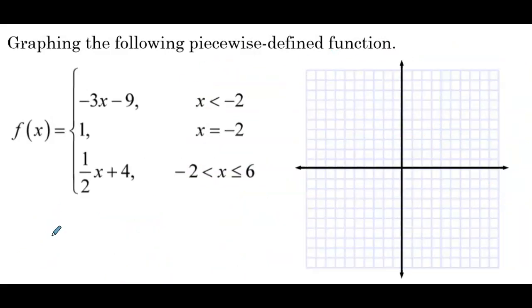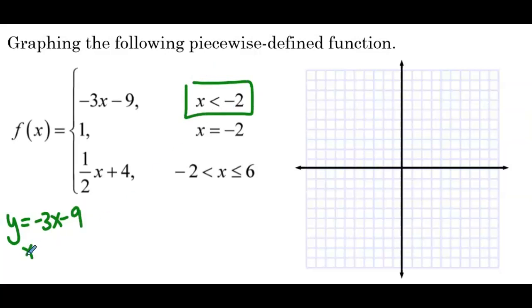Our next example, f of x equals -3x minus 9 on the domain x is less than -2, 1 on the domain x equals -2, and 1/2 x plus 4 on the domain -2 is less than x, which is less than or equal to 6. Okay, so our first piece, we're going to graph y equals -3x minus 9 on the domain x is less than -2.